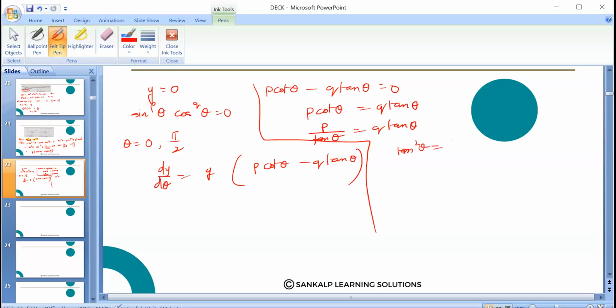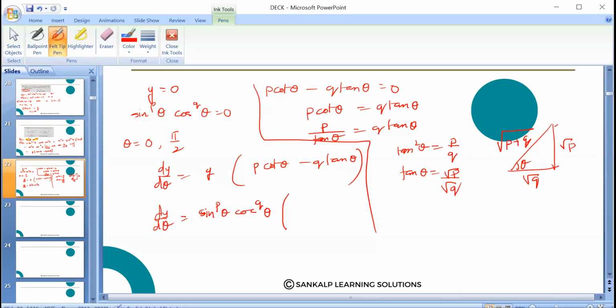Or tan square theta is P by Q. Tan theta is root P by root Q. If you draw a right angle triangle, tan theta is root P by root Q, and hypotenuse will be root of P plus Q. So dy by d theta in easy form, you can write y sine power P theta cos power Q theta, P into cot theta, root Q by root P, minus Q into tan theta, root P by root Q. So this will be anyways 0. So dy by d theta will be 0 because this is becoming 0.